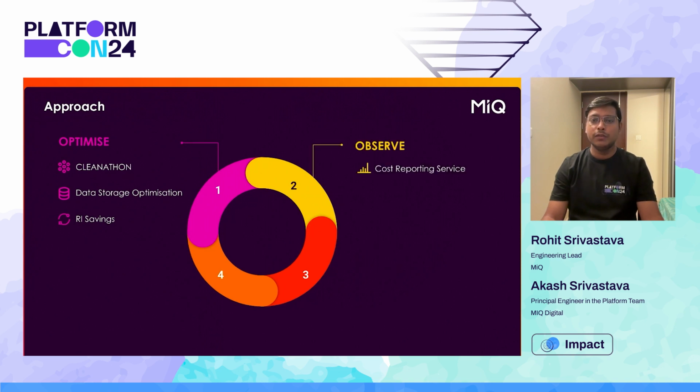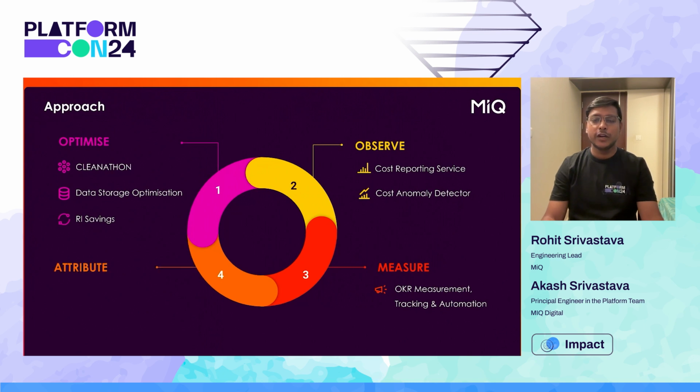When it comes to observability, we have built an internal service called the cost reporting service. We'll talk more in detail about that. Then we'll take a look at our cost anomaly alerts. Now, when it comes to measurement, we measure our cloud cost against GP. This is something that Rohit will talk about in detail later.